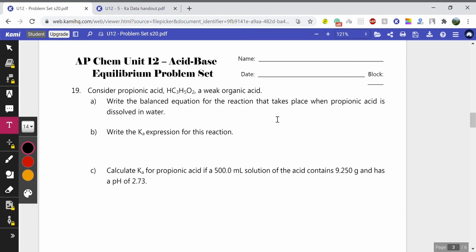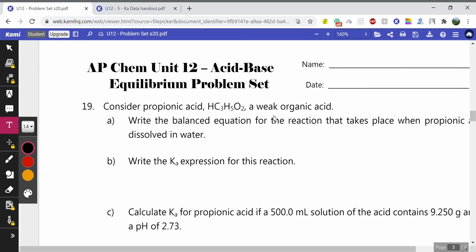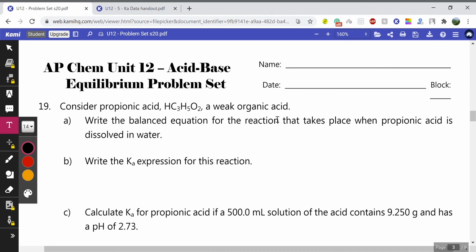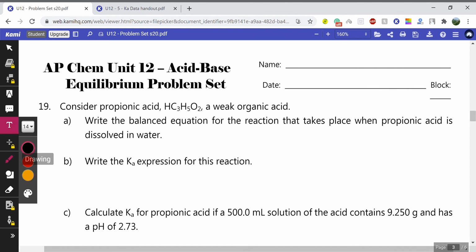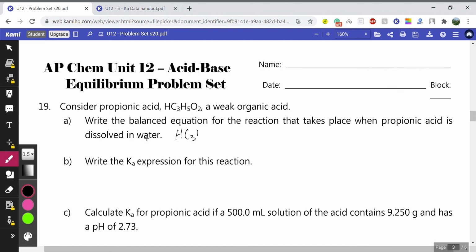Okay, so now this one we have an acid and we're gonna place it in water. So HC3H5O2 plus H2O, since it's a weak acid, we're gonna use a double arrow, and it's gonna be donating a proton. So it's gonna be C3H5O2 minus plus H3O plus. Now this is aqueous, water is liquid, and this is also aqueous.